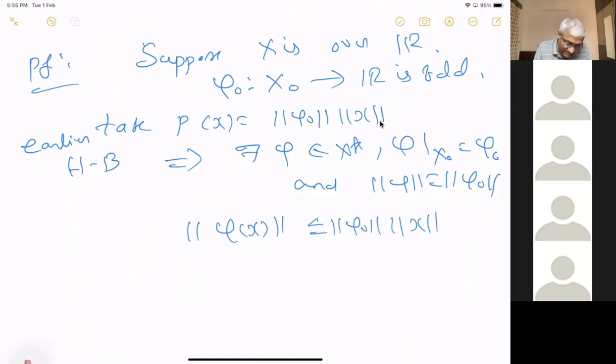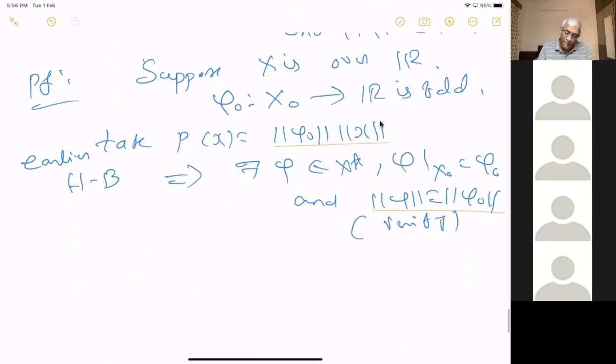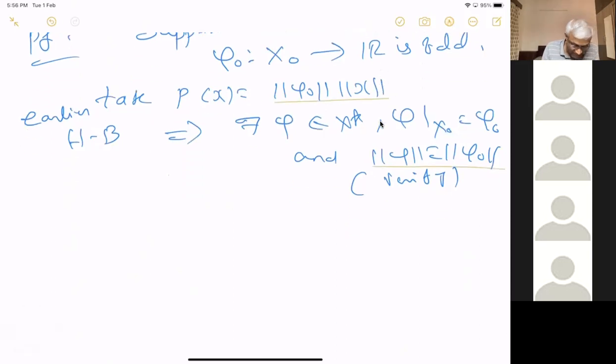Anyway, this is an exercise. This is something you should get convinced of. Verify. I have given the argument orally. Just verify this. So norm phi is equal to norm phi naught. So this proves the real version. We want to prove it for the complex version. For that, we need the following lemma. This is an assignment for you.